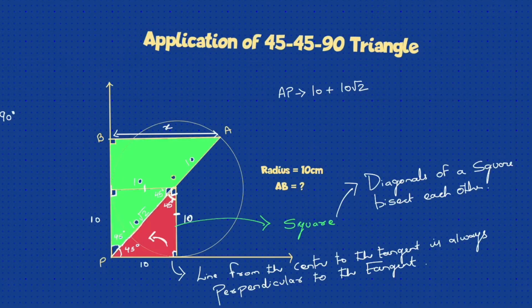Now let's see this green triangle, the bigger green triangle, which is ABP. One angle is 90 and the two other angles are what? 45, because I proved one of the angles as 45, one is 90, I know, given in the question. So this forms again a green 45, 45, 90 triangle. I am being given the hypotenuse, which is AP, 10 plus 10 root 2. So what will be the other side?